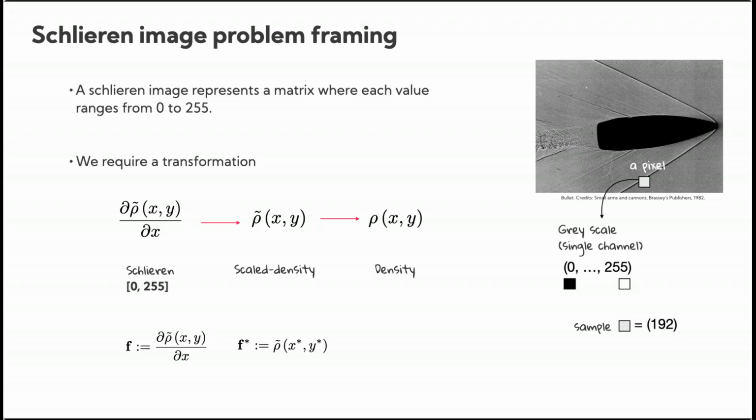Using the same expressions from earlier, we're going to define our f. So this is where, from before, this would have corresponded to pressure measurements, whereas now they correspond to Schlieren measurements, if you will, which are values between 0 and 255. We're going to try to map from Schlieren to scale density, but using the same Gaussian process machinery.